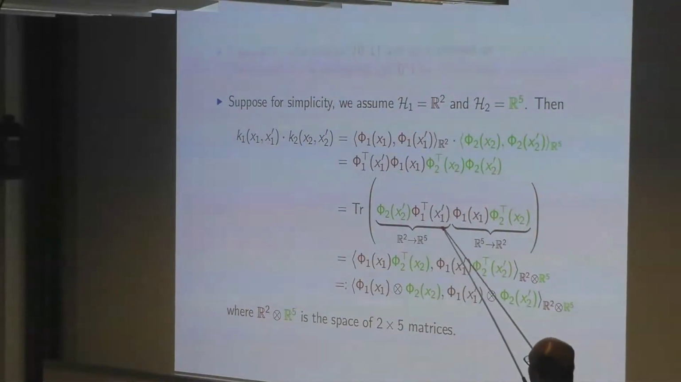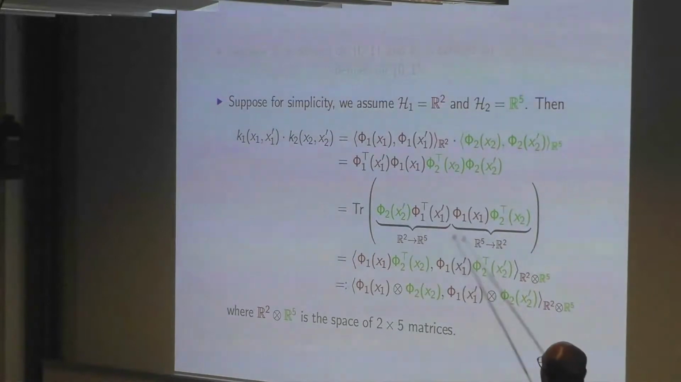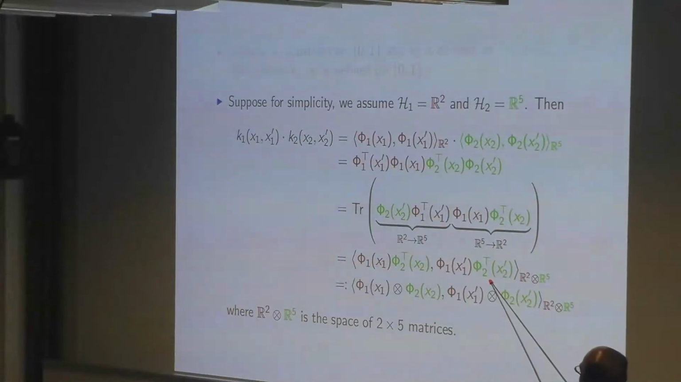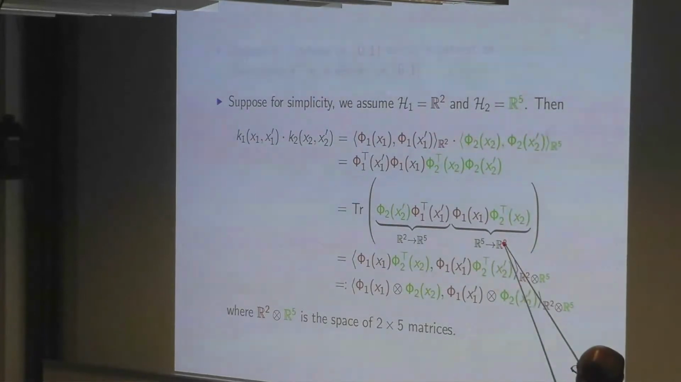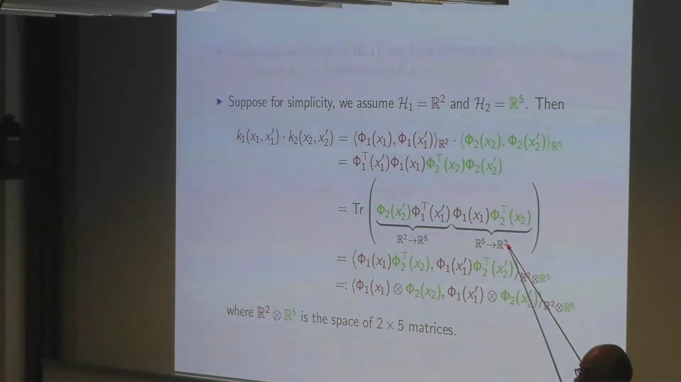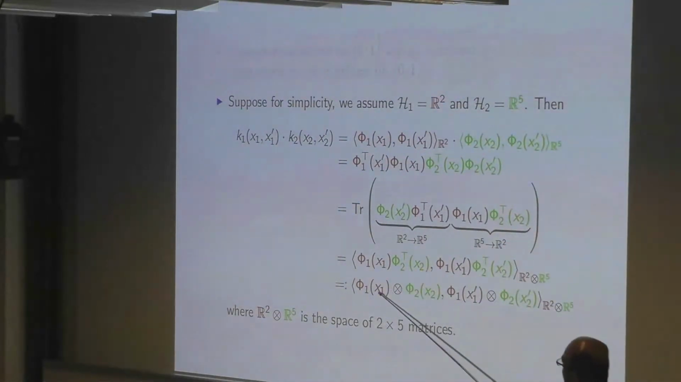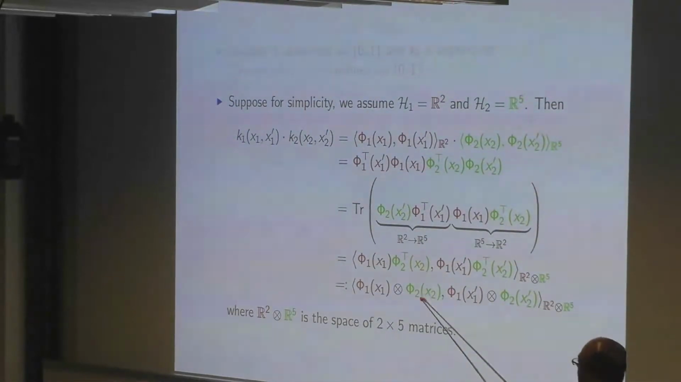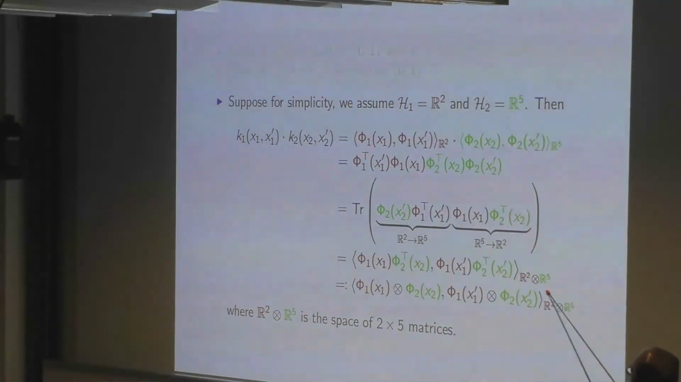So this is a matrix from R5 to R2. This is also a matrix from R5 to R2. I'm now doing an inner product on the space of R5 to R2 matrices. So that is basically your Frobenius inner product. The notation that I have here is basically the tensor product. All I mean is the outer product of vectors here. And this tells me that this is basically the space of 2 by 5 matrices.